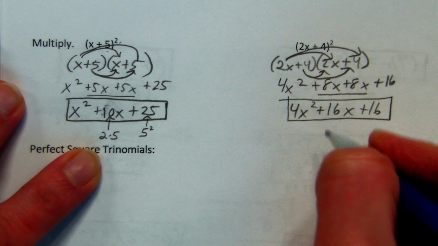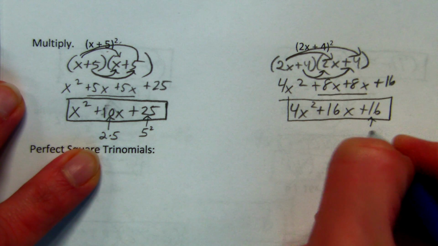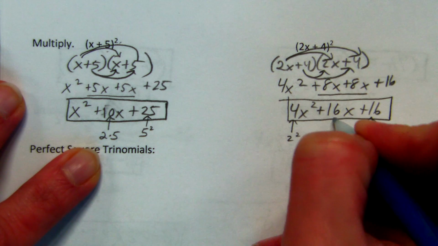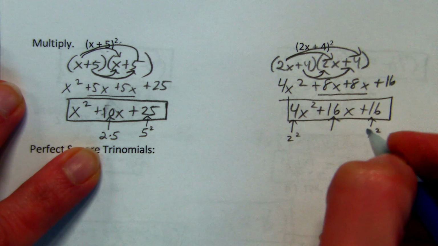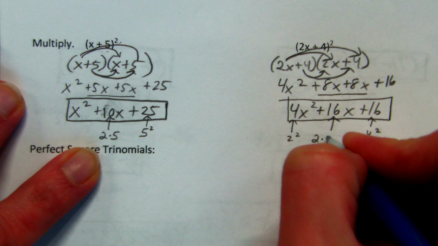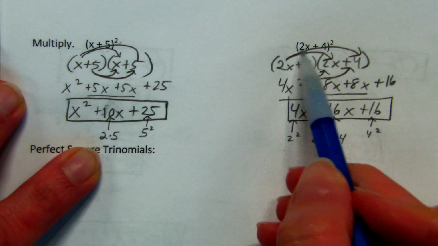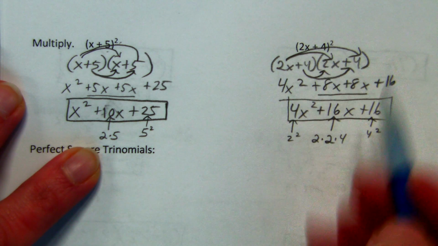So on this one, this is 4 squared. The 4 is actually 2 squared. And then the 16 in the middle is 2 times 2 times 4. So you had the 2 in the problem, you had a 4 in the problem, and then you doubled that.